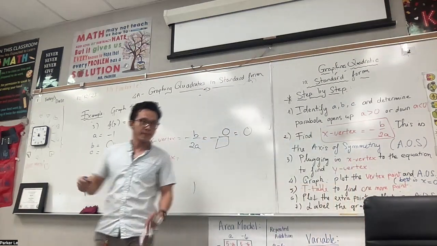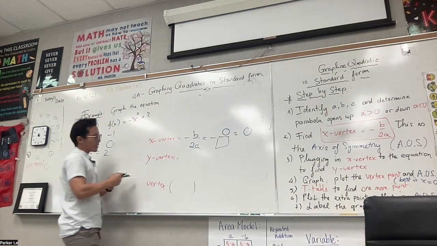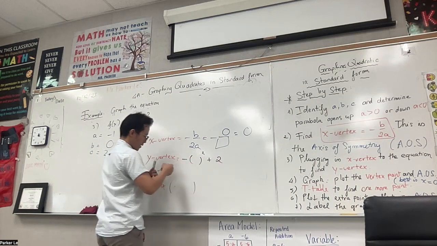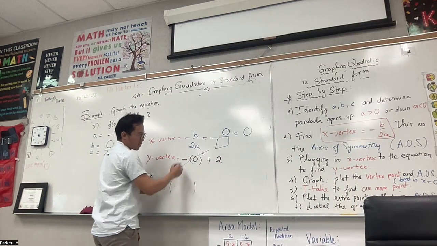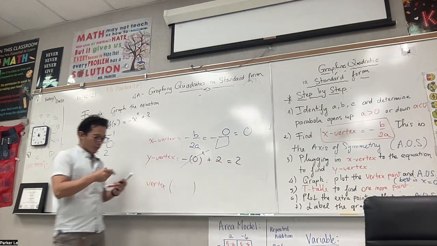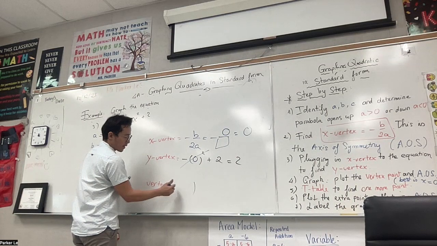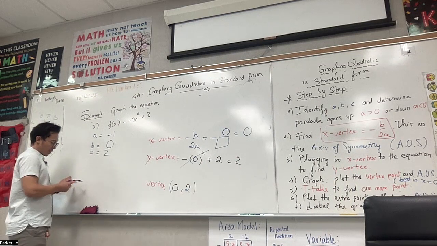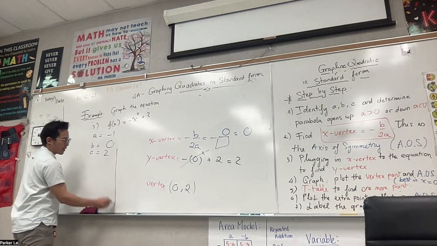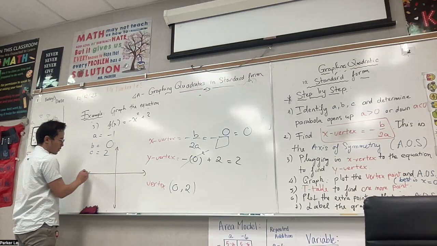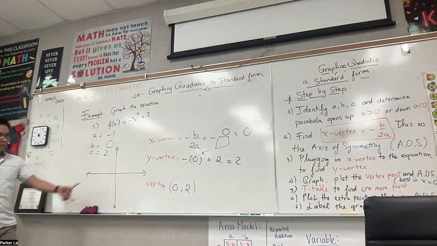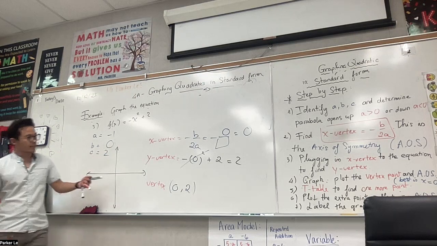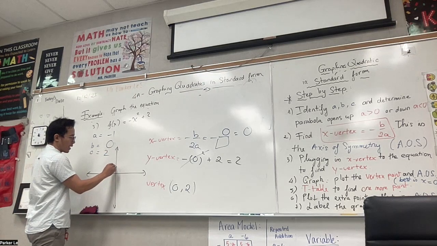So now, how do you find y? Plug in 0 right here: it's just 0 plus 2, so y is 2. Our vertex is (0, 2). As long as you see the vertex, you can start roughing out the graph right away. All right, I'm looking at the vertex (0, 2): 0 right here, 2 right here. This is my vertex.